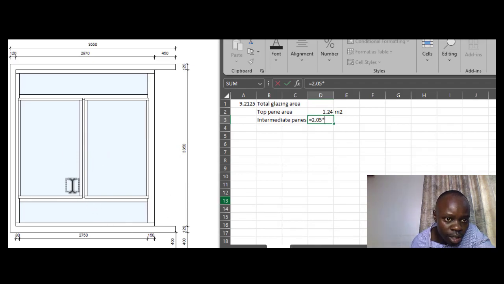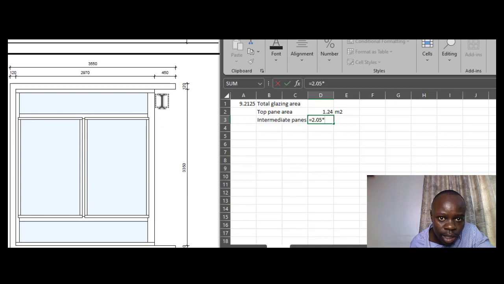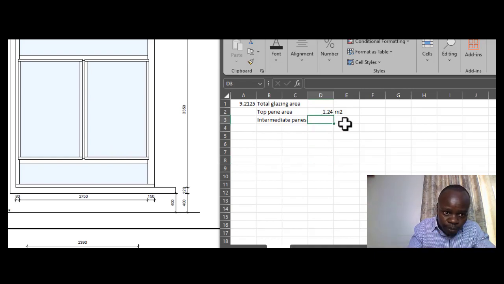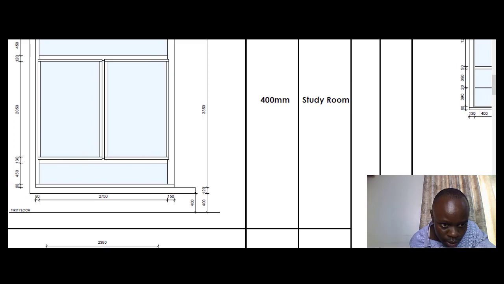Let me just try to figure out that particular dimension. You can do it in this manner. You can see the 2750. First of all, you can do the 2750 so that you get the widths of the two smaller intermediate panes. The length, the height, is clear. The height is 2050. Let me just take it this side so that you see that.